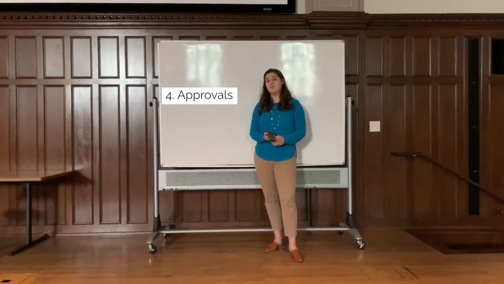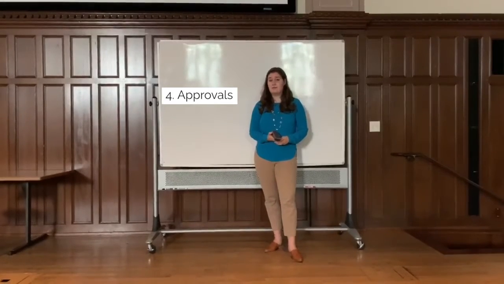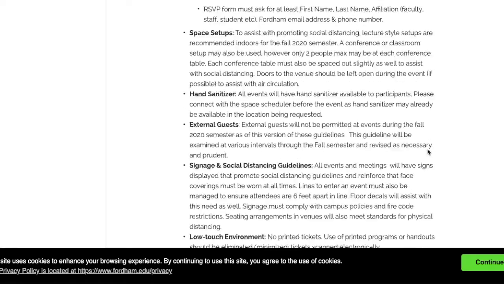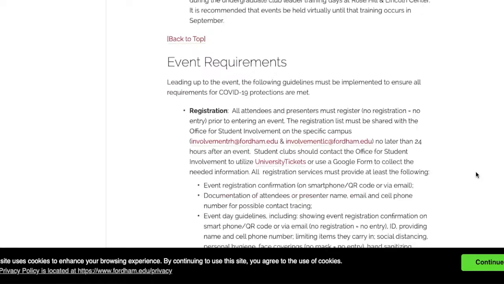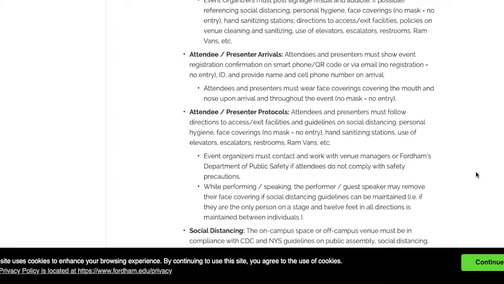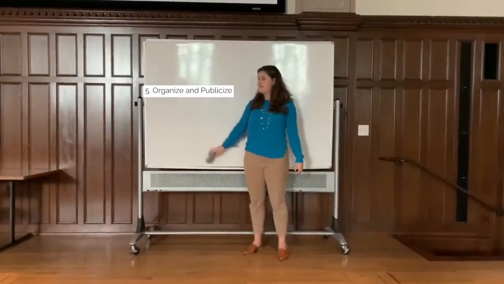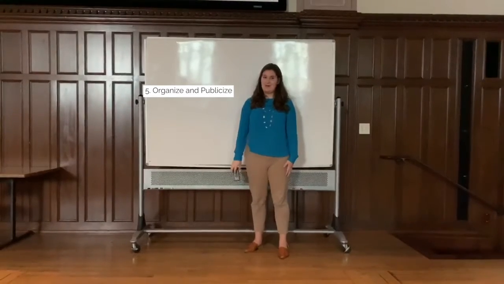Lastly, but most importantly, you need to make sure that you're following any COVID restrictions. You need approval to make sure that you've hit the maximum guidelines for the amount of people in a room, as well as any other restrictions that are in place because of the coronavirus. On to step 5. Step 5 is organize and publicize.